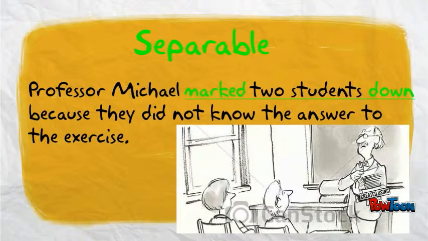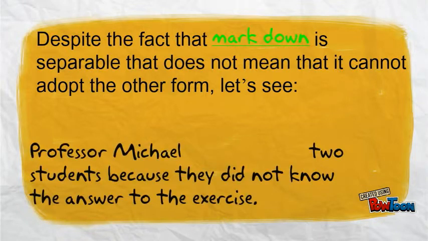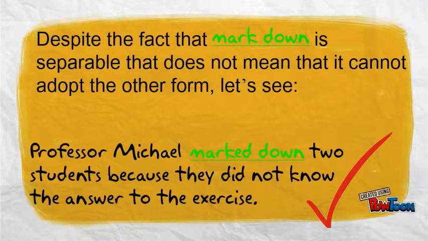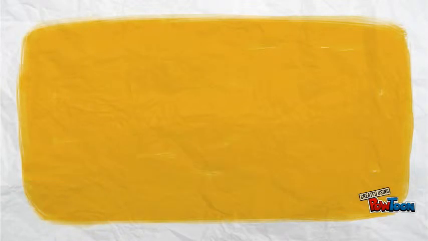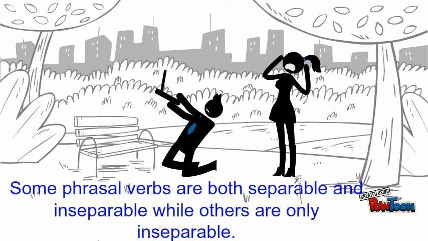Professor Michael marked two students down because they did not know the answer to the exercise. As you can see, the verb mark and the particle down are separated by the object, two students. But, despite the fact that mark down is separable, that does not mean that it cannot adopt the other form. Let's see: Professor Michael marked down two students because they did not know the answer to the exercise. Both sentences are correct. In fact, some phrasal verbs are both separable and inseparable, while others are only inseparable.